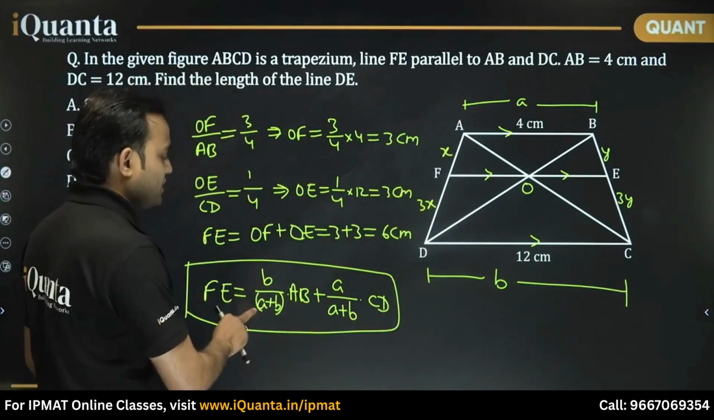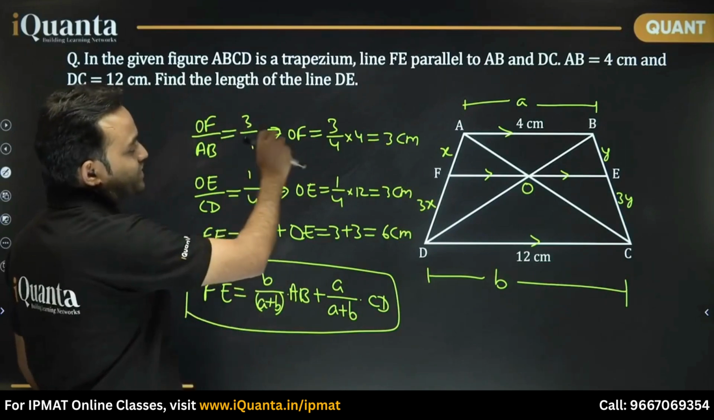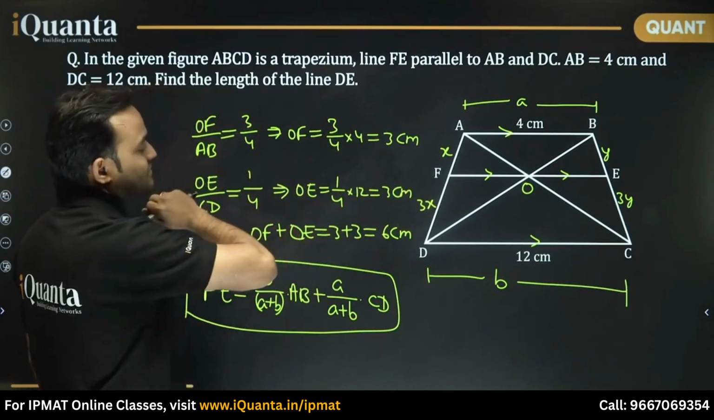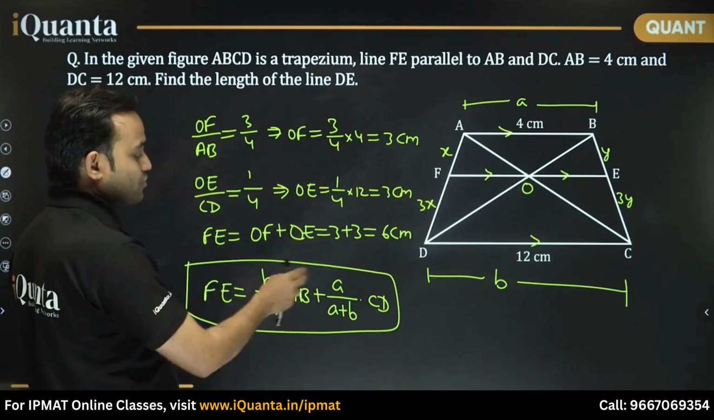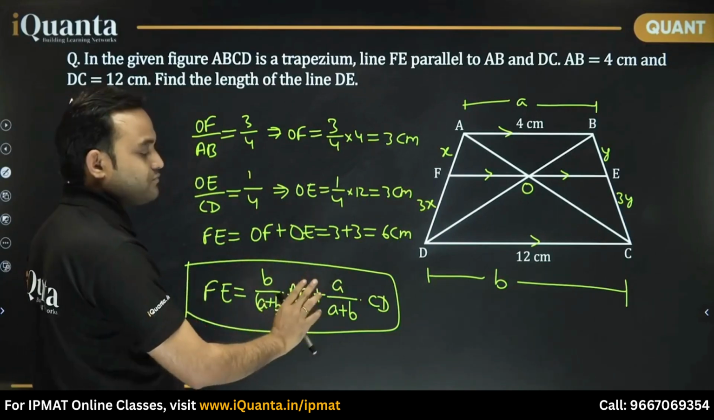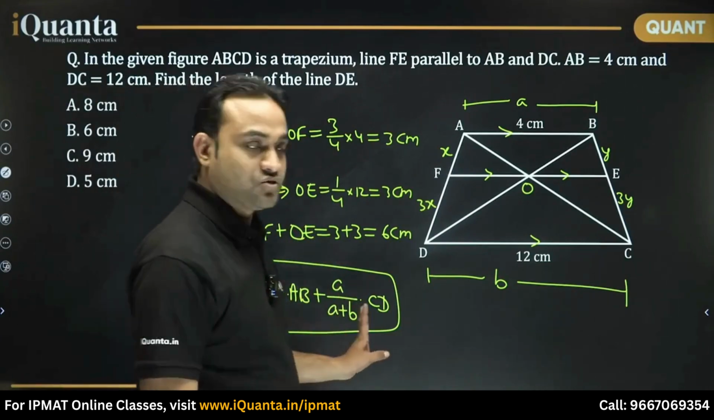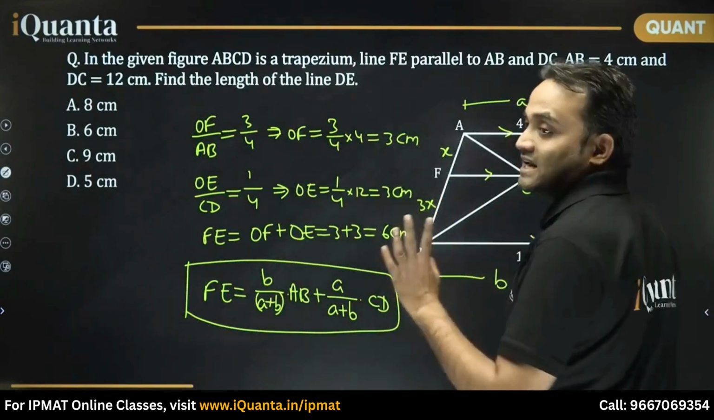So B upon A plus B, see, B is 3 here, and this is 3 plus 1, 4. This is 1, 1 plus 3, 4, and into CD. You can directly use this and find the length of EF.